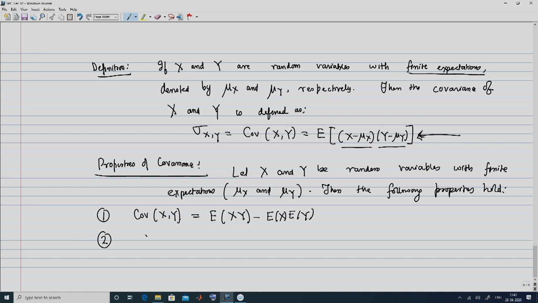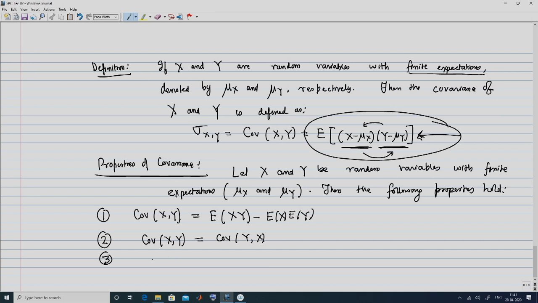The second property is that the covariance of x y is the same as the covariance of y x. That is evident from the fact that the covariance of x y is the expectation of the product of these two terms, and the covariance of y x is again the product of these two terms, with the positioning of y minus mu y and x minus mu x simply exchanged. The third property: if you observe carefully, if I take x equal to y, then this will simply become E of (x minus mu x) square, which is the variance of x. So, simply, the covariance of x with itself is nothing but the variance of x.